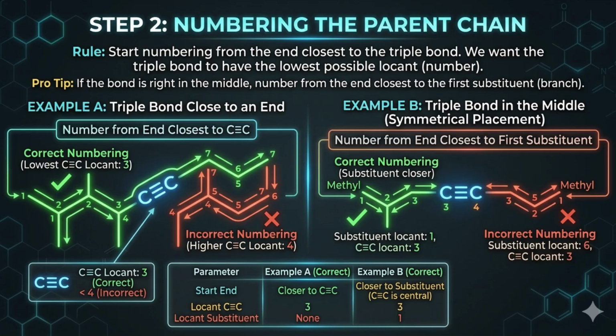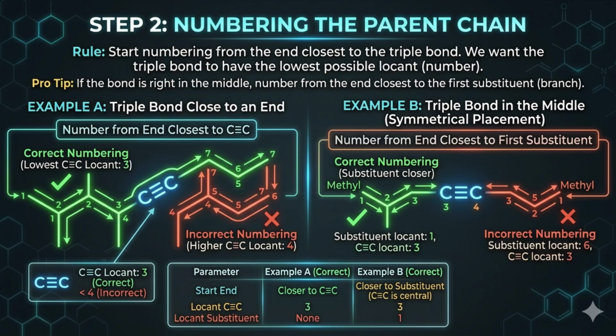Alright, you've found your longest carbon chain. Now, we need to give those carbons an address. This is step 2, numbering the chain. Think of the triple bond as the most important guest at a party. We want to give it the smallest house number possible. The rule is simple: always start numbering from the end of the chain that is closest to the triple bond.